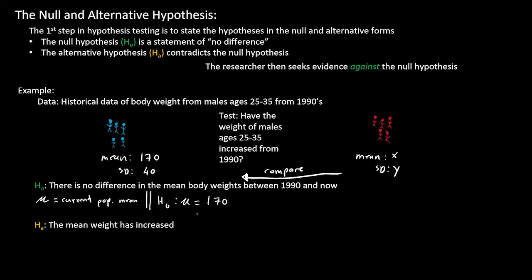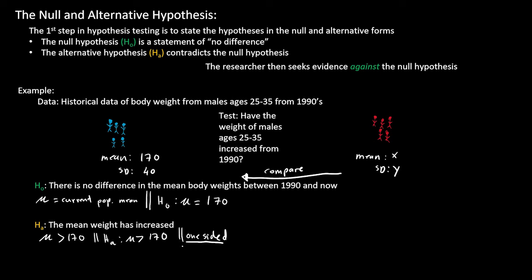It would say that the mean weight has increased. So intuitively, we can think of mu as, sorry, let me erase that real quick. It's not going to be equal to, it's actually going to be greater than 170. So our H sub A will be mu is greater than 170. What we state here is actually called a one-sided scenario. Let me just write that down real quick.